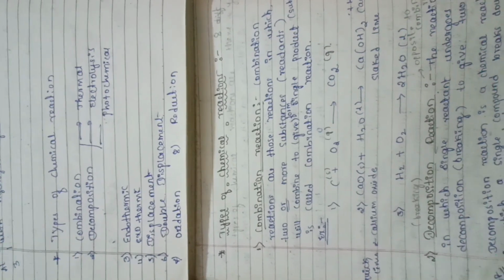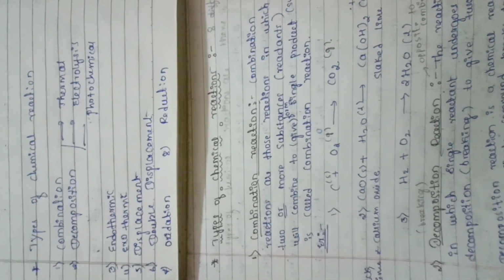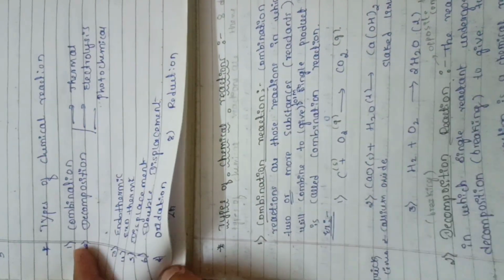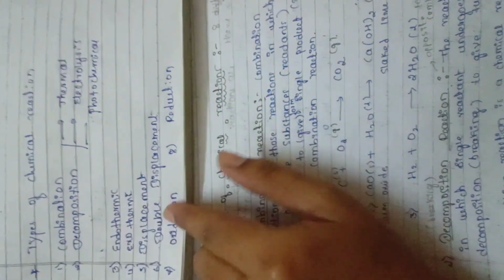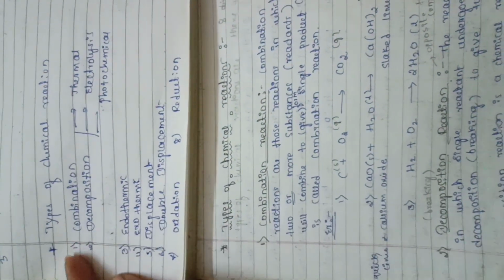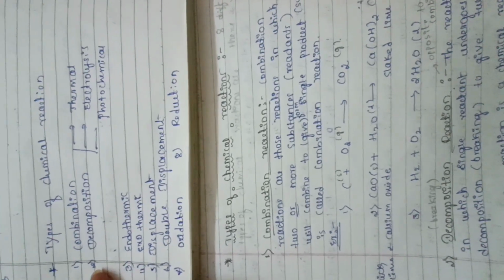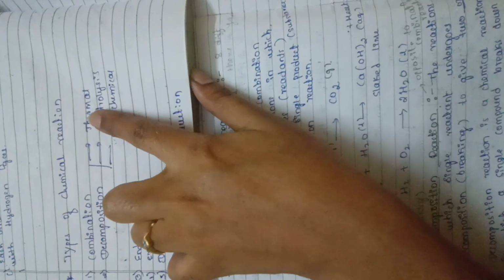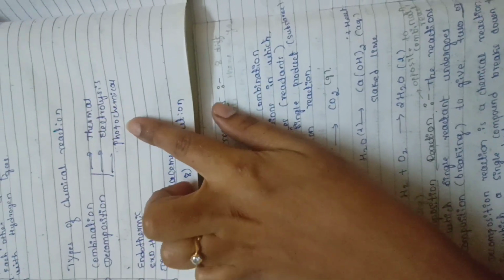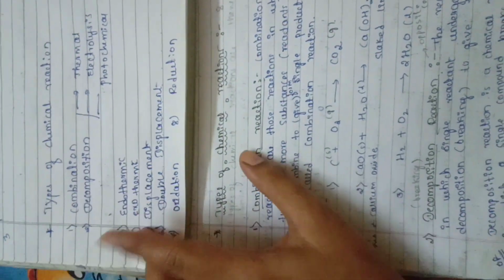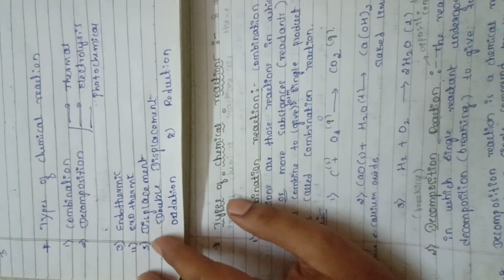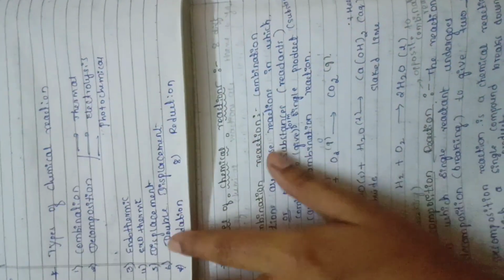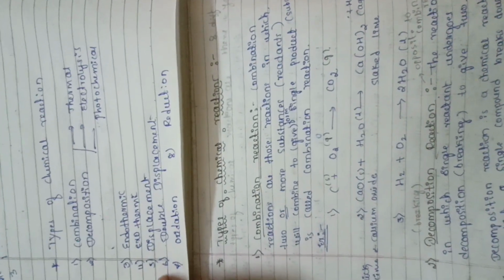Today I am going to discuss a very important concept, that is types of chemical reaction. In the types of chemical reactions there are 8 types. The first one is combination, next one decomposition. In decomposition again there are 3 types: thermal decomposition, electrolysis, photochemical reaction. Next, endothermic, exothermic, displacement, double displacement, and finally oxidation and reduction. These are some types of chemical reaction.